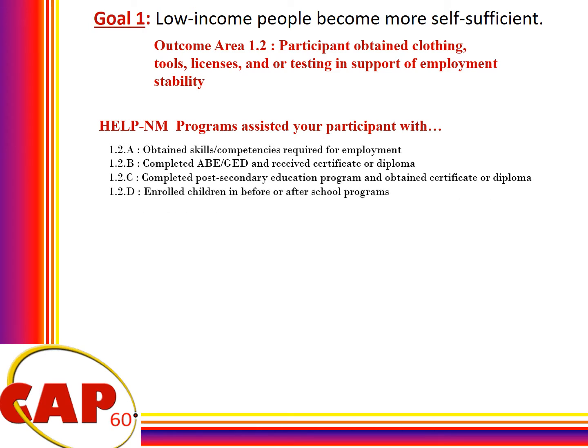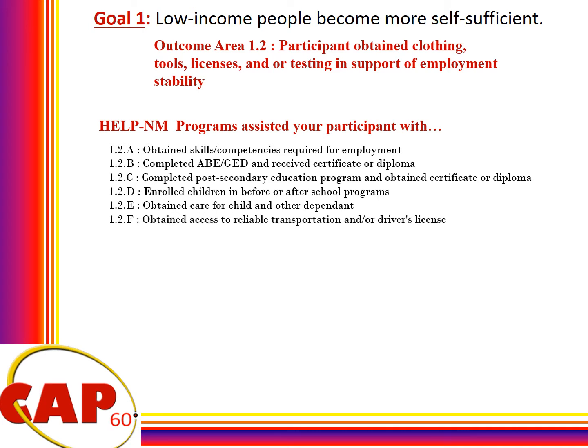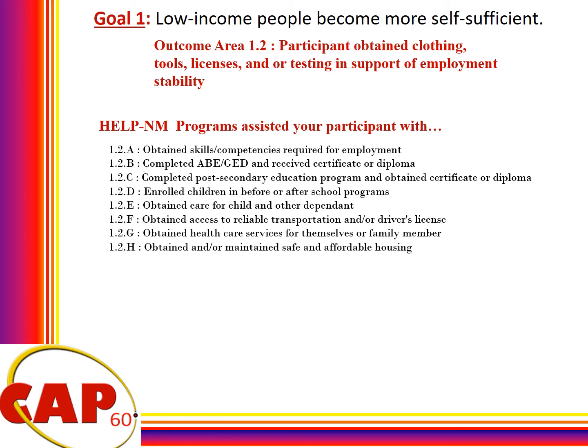1.2D, enrolled children in before or after school programs. 1.2E, obtained care for child and other dependent. 1.2F, obtained access to reliable transportation or driver's license. 1.2G, obtained healthcare services for themselves or family members. 1.2H, obtained and or maintained safe and affordable housing. 1.2I, obtained food assistance.